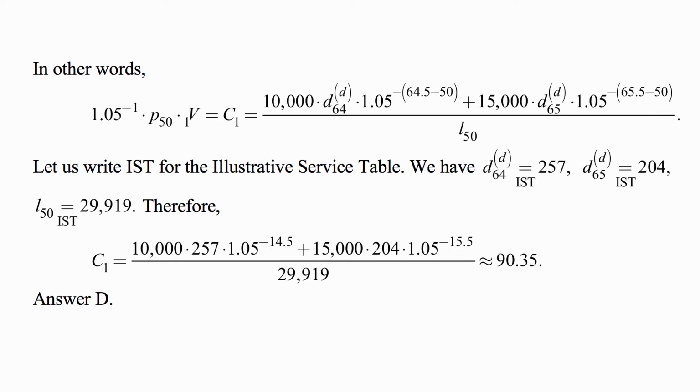We look up the number D64 in the illustrative service table, and we get 257 for that. The number of deaths at age 65 in the illustrative service table is 204, and the population size at age 50 is 29,919. So once we plug in all those numbers and do the calculation, we get C1 to be approximately 90.35, which is answer D.